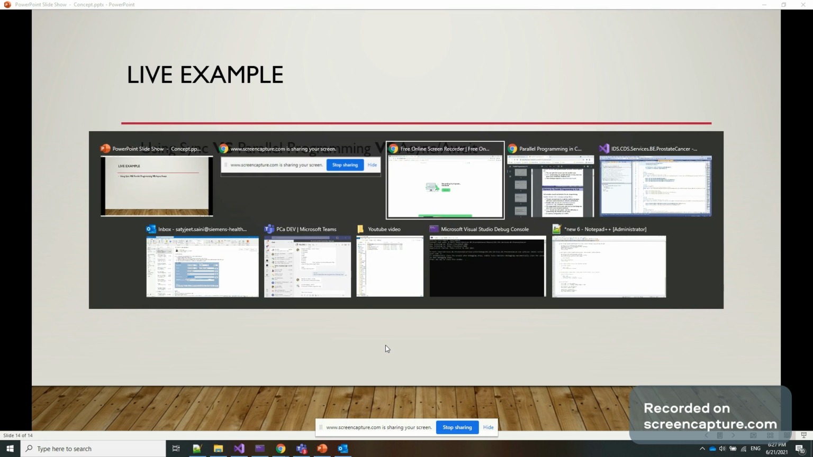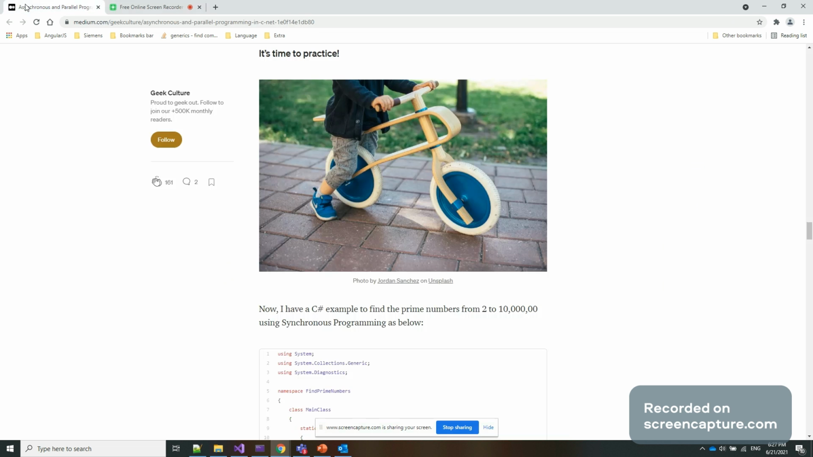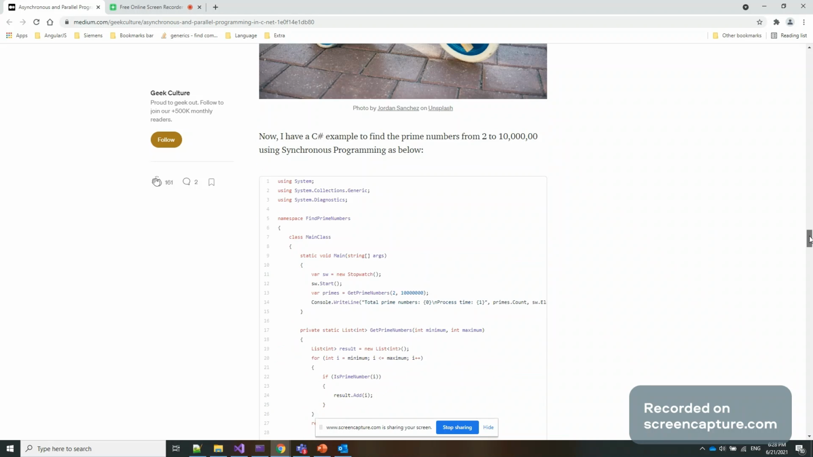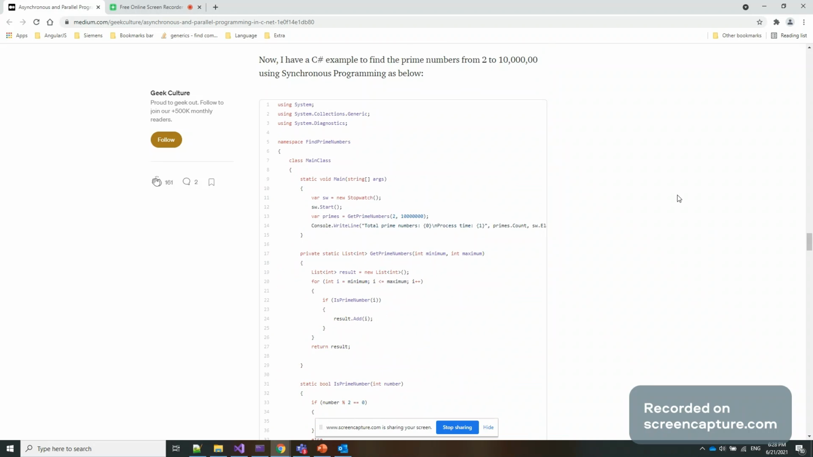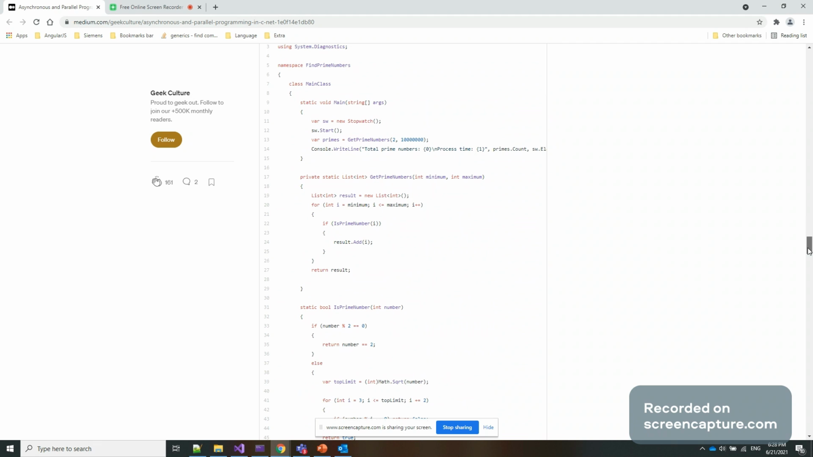So let's move on to the example site. If you see the example, we are basically looking at one approach: we have 2 to 10 lakhs of numbers, and from there we need to find the prime numbers. The first one is the synchronous way. You can see this one is the sum method. You can take a look there.